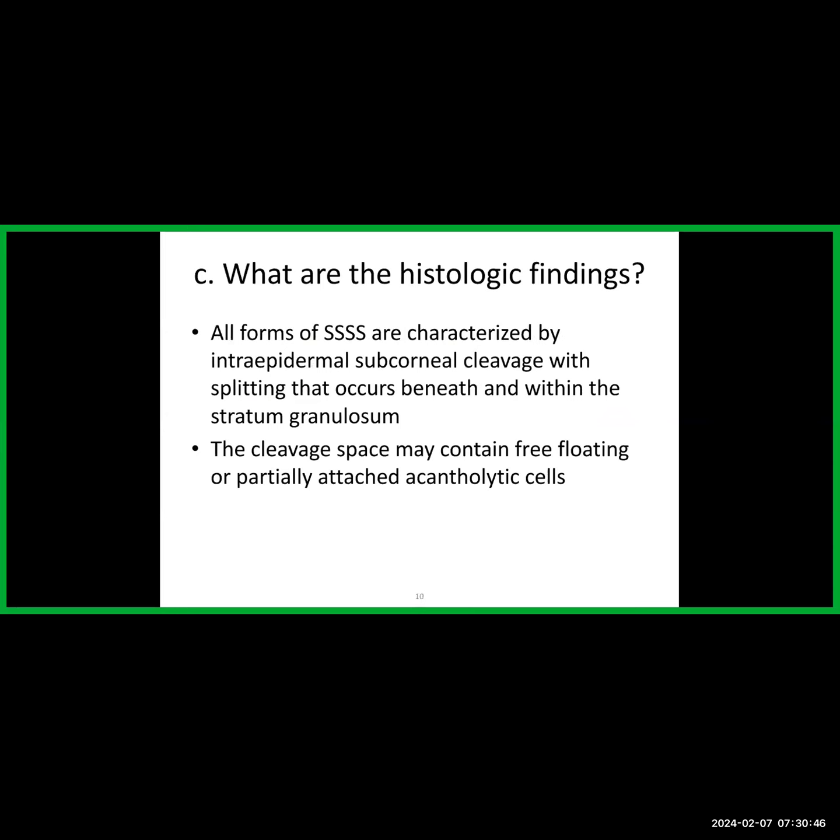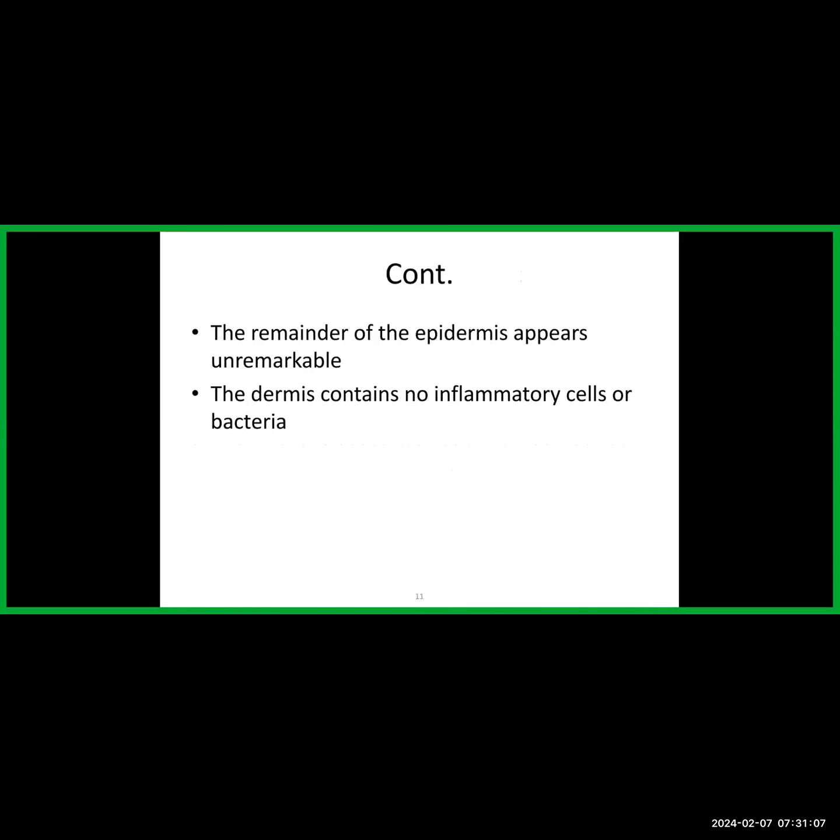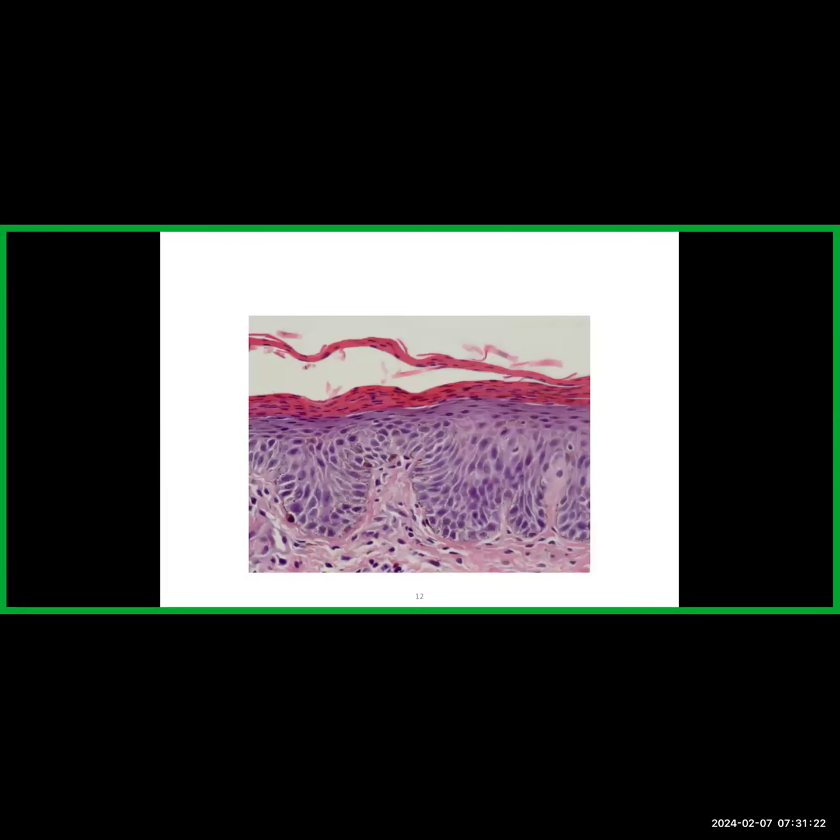Okay, I mentioned that all forms of staphylococcal scalded skin syndrome are characterized by intraepidermal subcorneal cleavage, with splitting that occurs beneath and within the stratum granulosum. The cleavage space may contain free-floating or partially attached acantholytic cells, and the remainder of the epidermis appears unremarkable. And remember that the dermis contains no inflammatory cells or bacteria in staphylococcal scalded skin syndrome. This is how the histology appears.